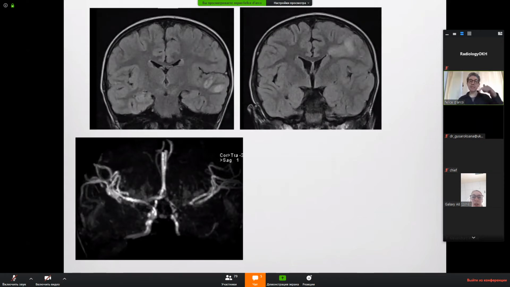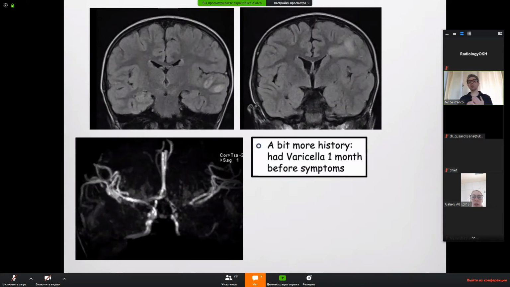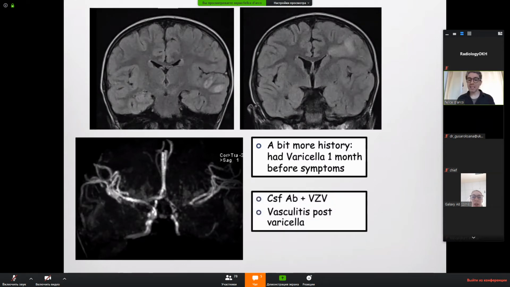But please keep thinking and keep thinking out of the box. You ask the parents, and the child had varicella 1 month before the symptoms. So not immediately before the symptoms, but a few weeks before. And this child had varicella zoster positivity, so antibodies for varicella zoster. So this is a typical vasculitis post-varicella zoster.